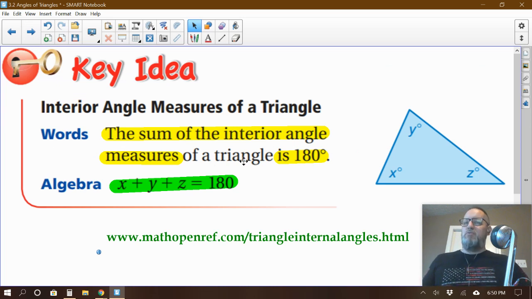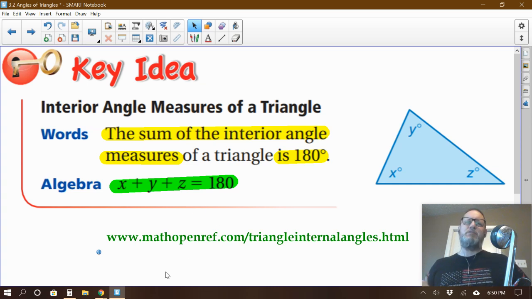And here comes our first rule. And some of you may already know this one. The sum of the interior angle measures of a triangle is 180 degrees. So here they labeled this one X, Y, and Z. So X plus Y plus Z is always going to equal 180.